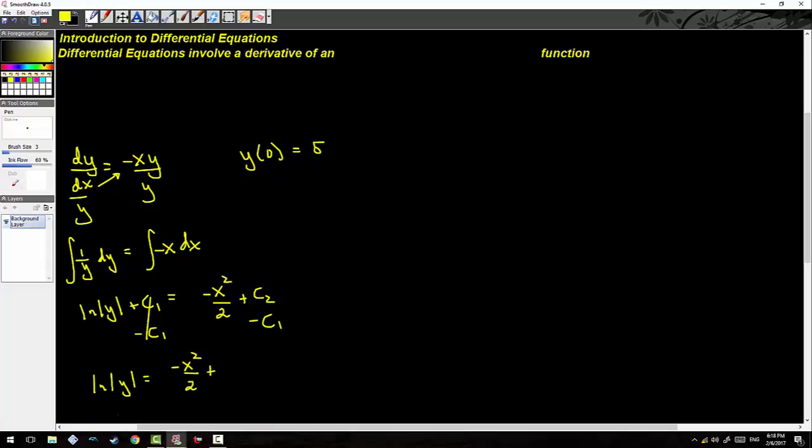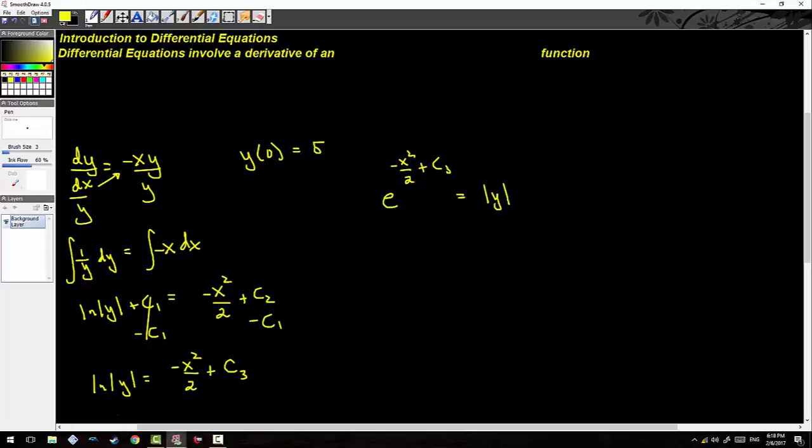So natural log of the absolute value of y is equal to negative x squared over 2 plus, again, c2 minus c1, that's c3, right? Again, the second constant minus the first constant will give you the third constant. From here, I'm stuck. Natural log of absolute value of y is equal to this nonsense. How do I operate this? Well, I got to go back to those log rules. And I'm going to change forms. e to the negative x squared over 2 plus c3 is equal to the absolute value of y.